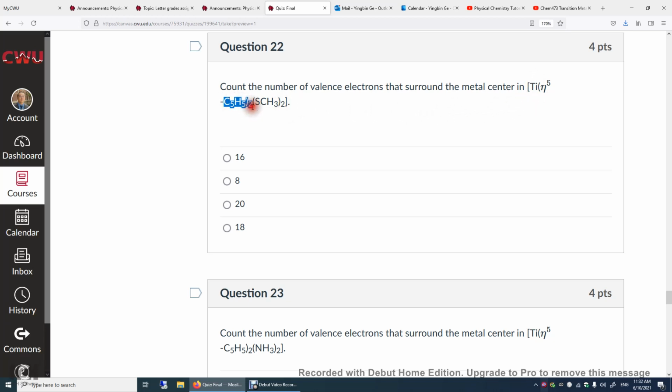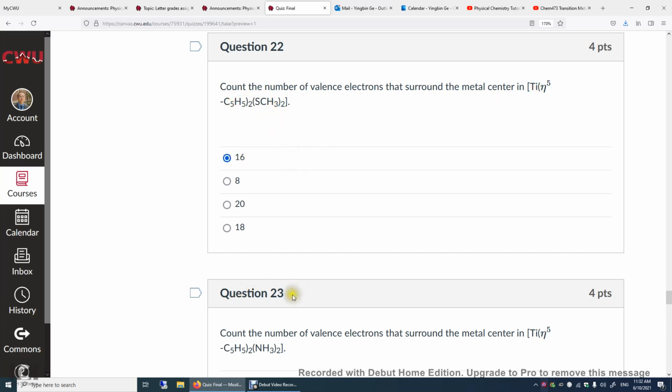12 valence electrons come from these 2 cyclopentadiene ligands, and 4 valence electrons come from 2 of these ligands. So it's going to be 0 plus 12 plus 4, that's 16.